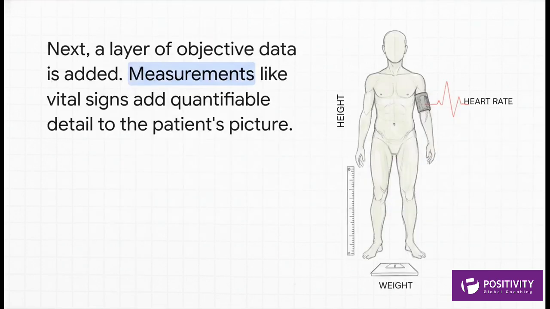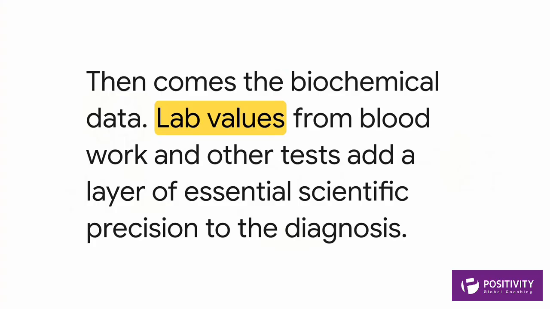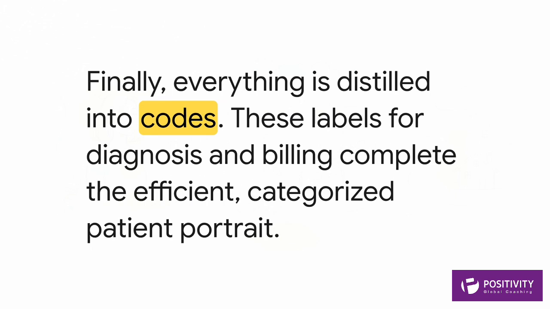Okay, so on top of that, we add another layer of objective data, measurements. We're talking vital signs, weight, height, all the quantifiable details that add even more precision to that photorealistic picture of the patient. And then we go even deeper, right? Down to the biochemical level. That's where we get the lab values, all the numbers from blood work and other tests. This gives it that essential layer of scientific precision, defining what's happening from the inside out. And finally, all of this, everything, gets boiled down and organized into codes. These are the labels, the shorthand for diagnosis, for billing, for talking to other parts of the healthcare system. And just like that, the patient portrait is complete. It's categorized and it's filed away.